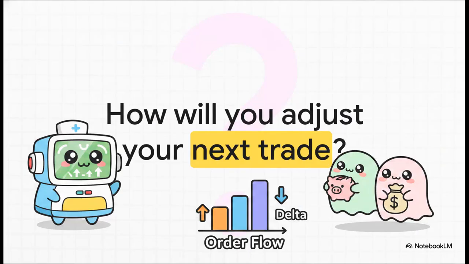So I want to leave you with this one thought. Now that you know you can literally see the real buyers and sellers through order flow and delta, how will you adjust your very next trade? Are you going to keep trading blindly, or are you going to flip on the X-ray machine?